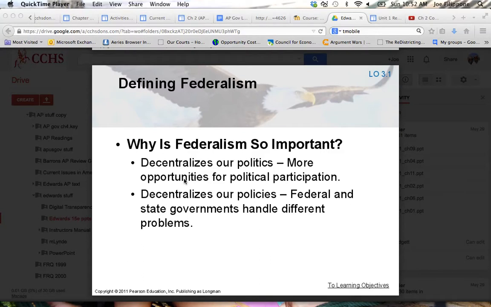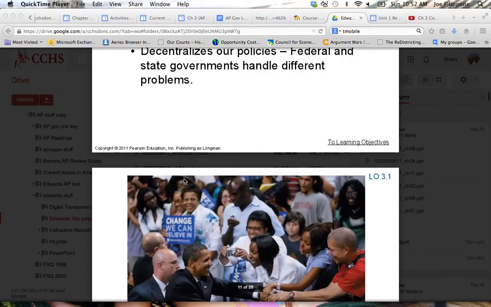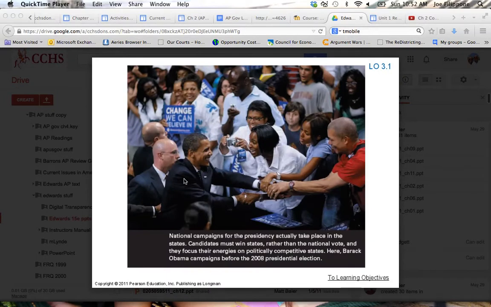It also decentralizes our policies. Federal and state governments handle different problems. A lot of times they interact, for sure, but they also handle different problems. Like the federal government handles protection from invasion. The state militias may help, but the federal government offers that.